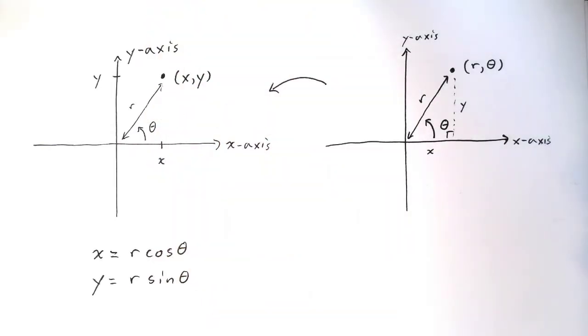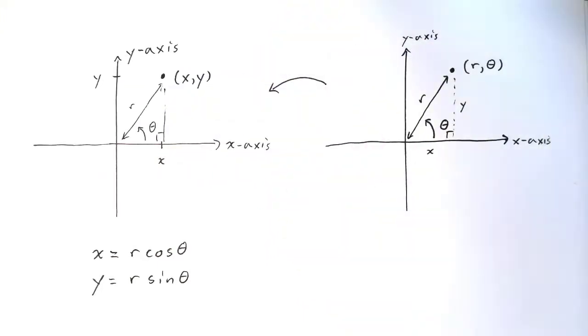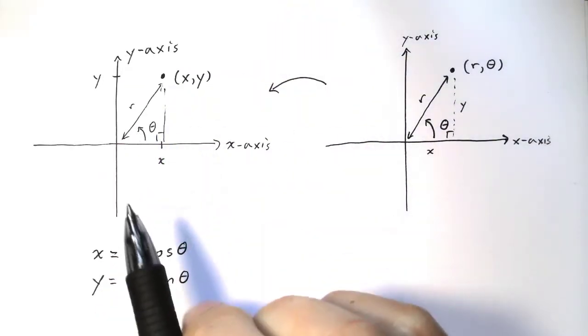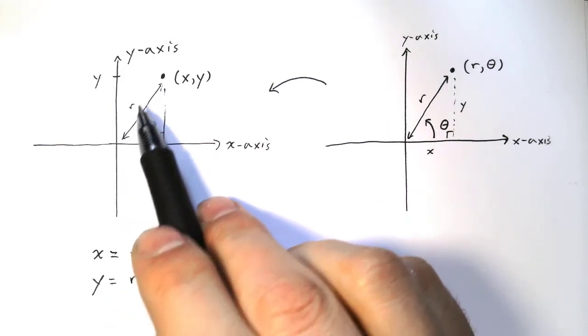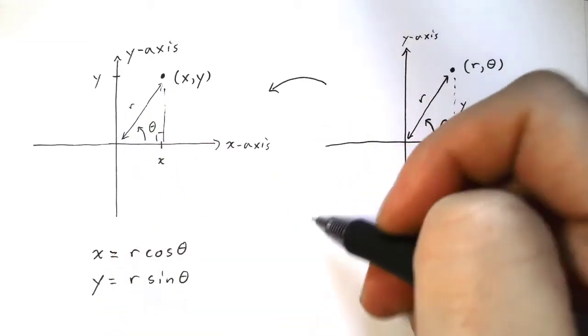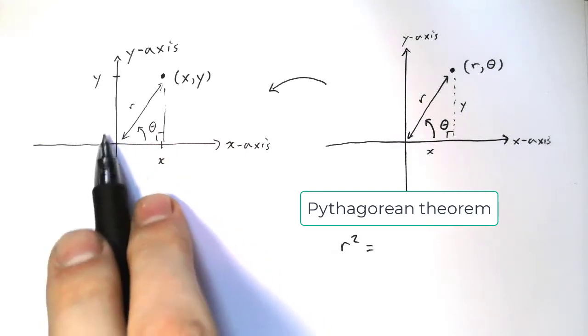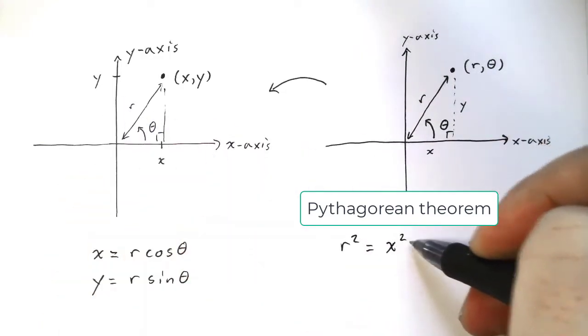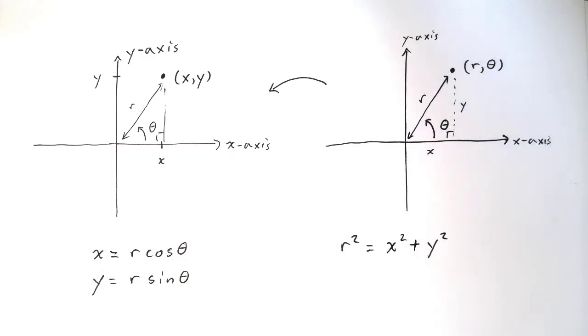Well, what do we know here? Well, we can draw that right triangle again. We have the Pythagorean theorem. The Pythagorean theorem tells us that the length of the hypotenuse of this triangle, which is just r, if I square it, is just x squared plus y squared, right? So that's a formula for r.